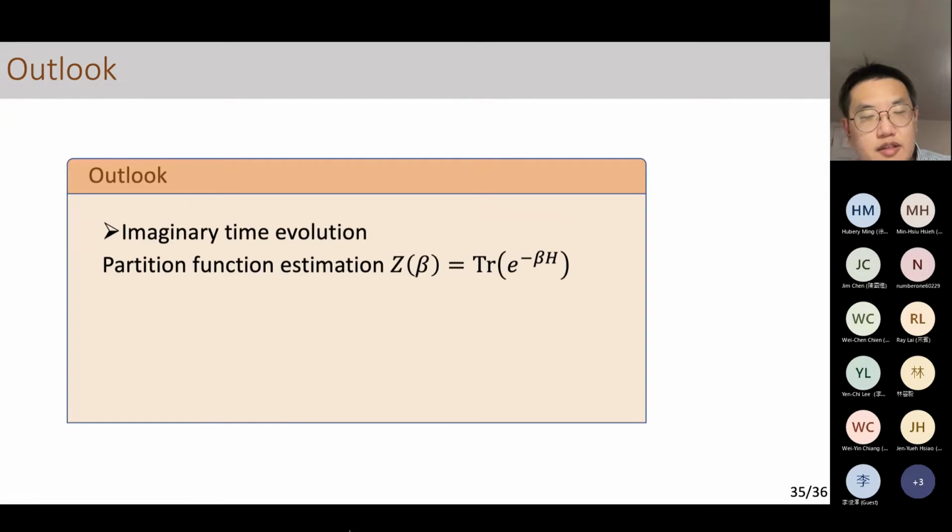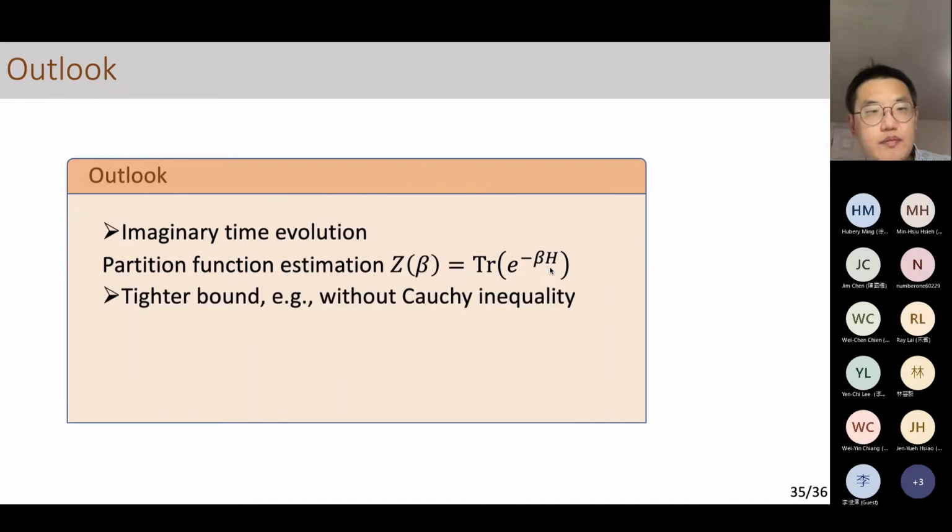And here, as a next step in the future, maybe we should also use our result to analyze other cases like imaginary time evolution, or maybe other cases like partition function estimation, because they also have some trace of some evolution or trace of e to the minus beta H. So maybe our techniques can also be used here.